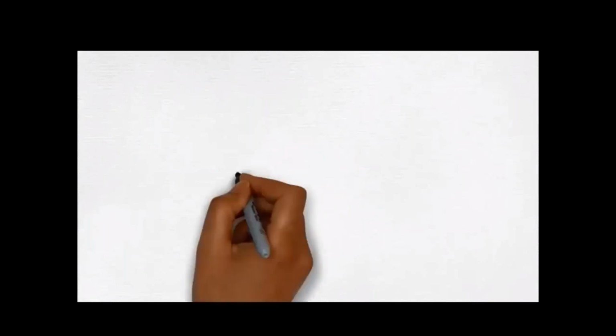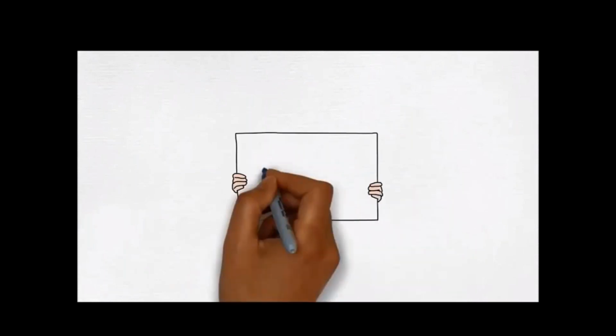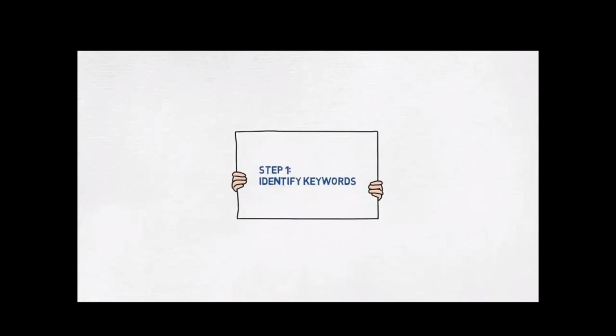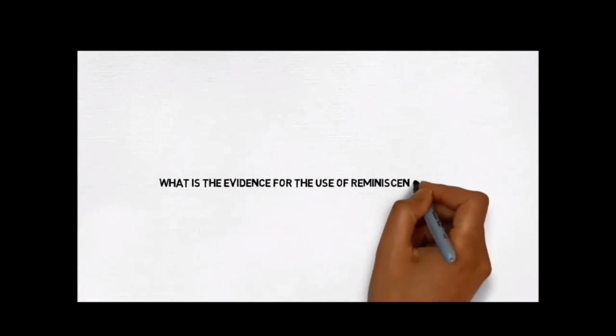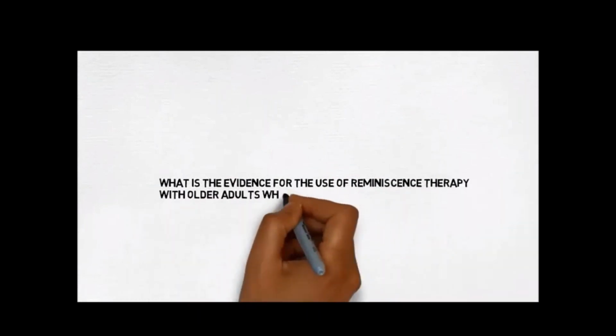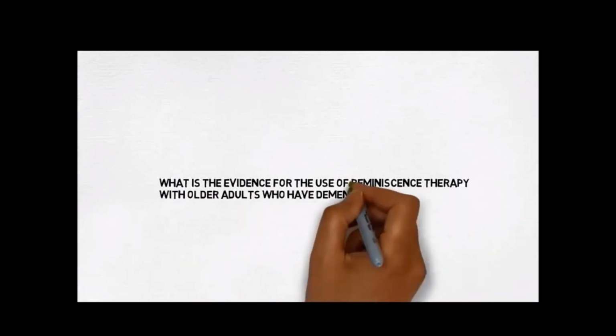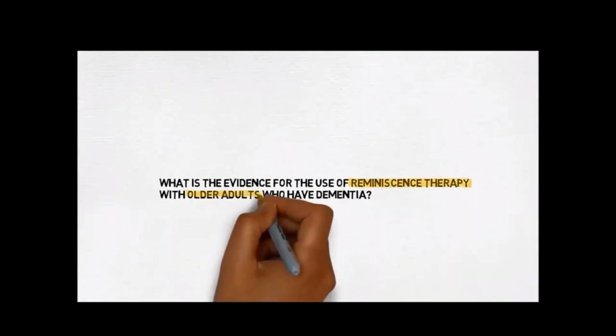First, we need to identify the keywords to search for. Let's go through the process with an example. Your research question is, what is the evidence for the use of reminiscence therapy with older adults who have dementia? The keywords here are.